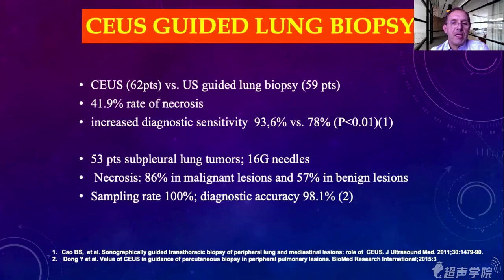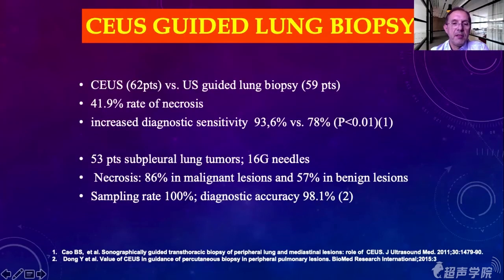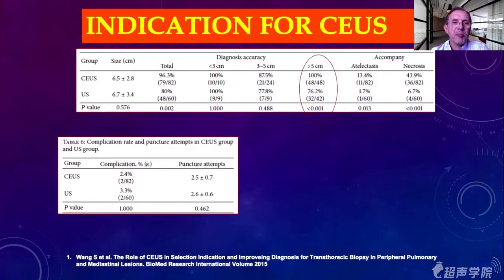There were some studies demonstrating that in patients with lung masses, the use of contrast enhanced guidance versus US guidance revealed an increased diagnostic sensitivity, 93 versus 78 in this study, and in this study a sampling rate of 100% and diagnostic accuracy of 98%. Is this true for all lesions?